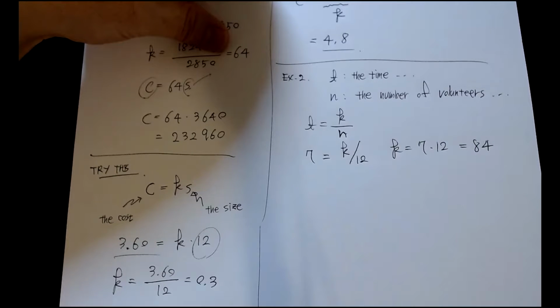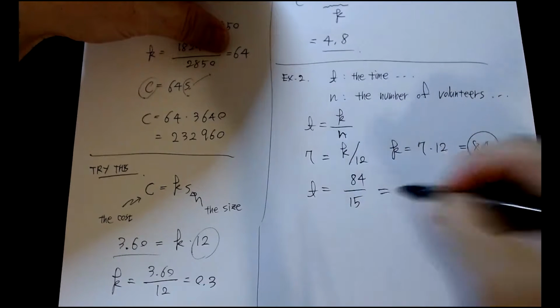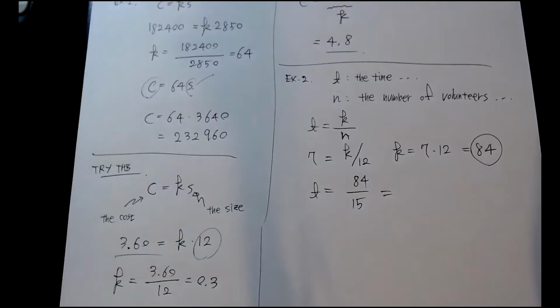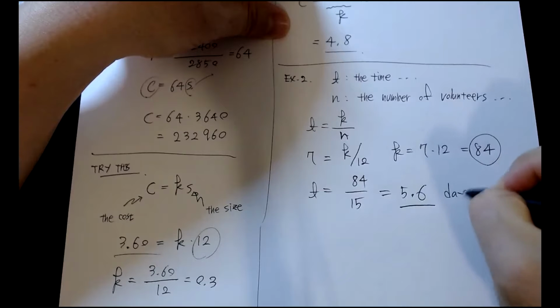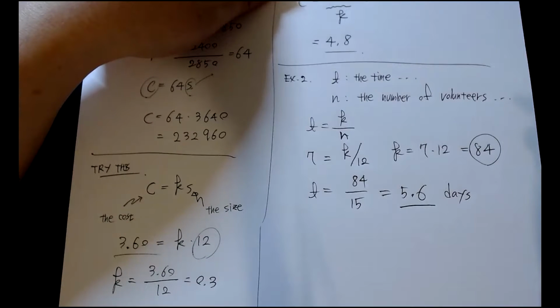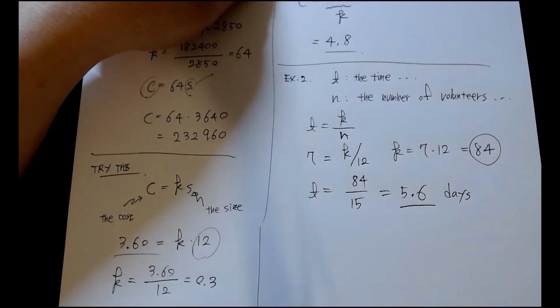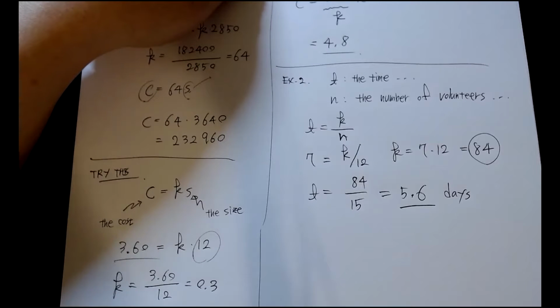Now we are ready to solve the problem. How many days would it take for 15 volunteers? We plug in 15 into n and 84 into k. So 84 divided by 15 is 5.6. So it's 5.6 days. That means 5 days, and 0.6 days means what? One day is 24 hours. So 0.6 days means, oh no, 14 hours, sorry. So 5 days, 14 hours.